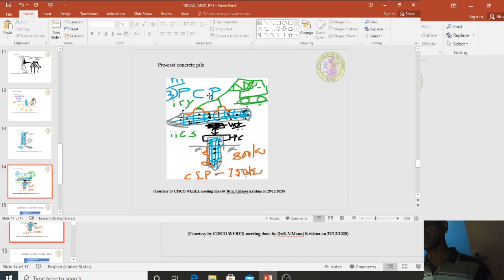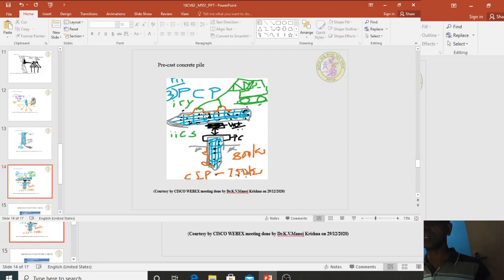Next is a precast pile. Precast pile means the pile will be cast in a casting yard with the help of cranes. The pile will be transported from the casting yard to the construction site. CY is casting yard, CS is construction site. It is brought from the casting yard to the construction site, where it is placed in its position. That is called a precast pile.